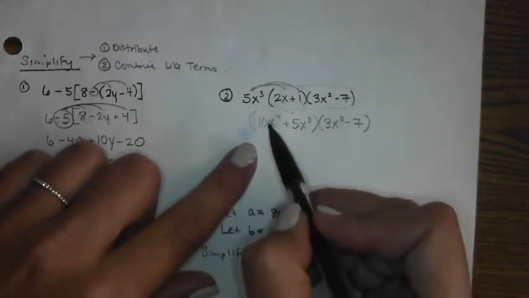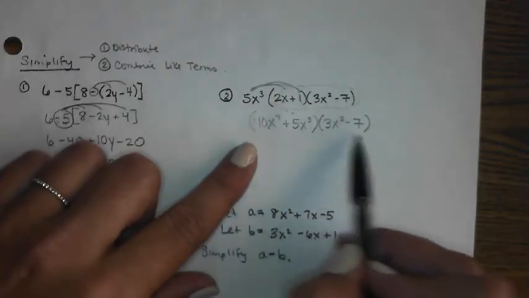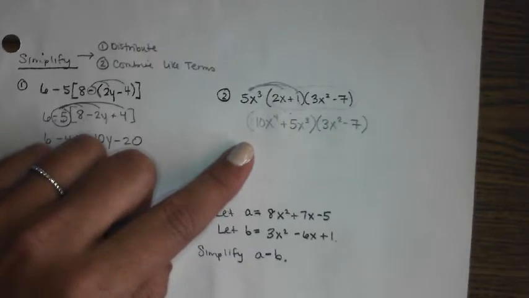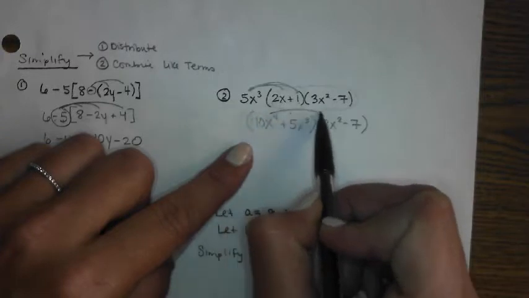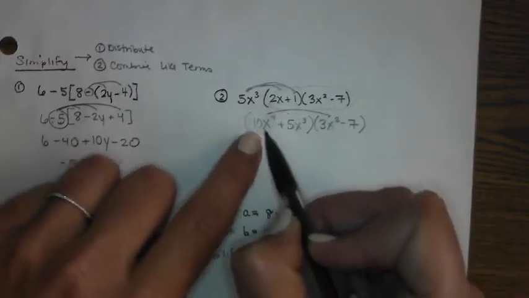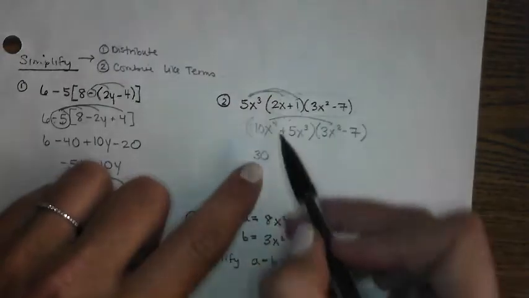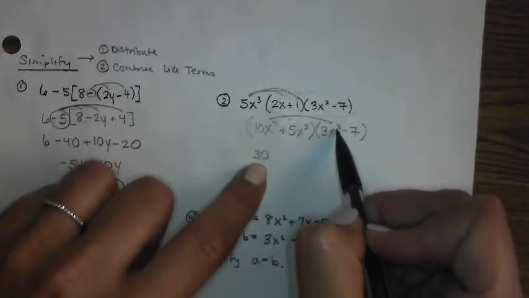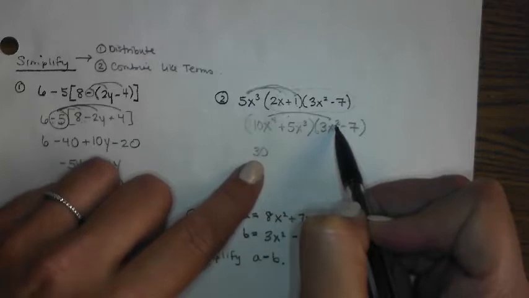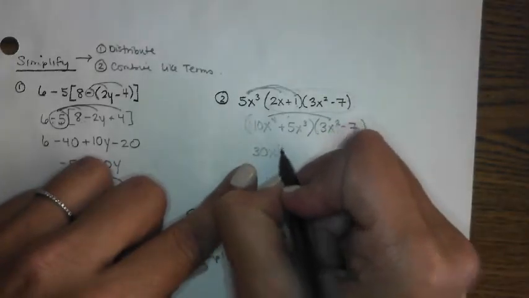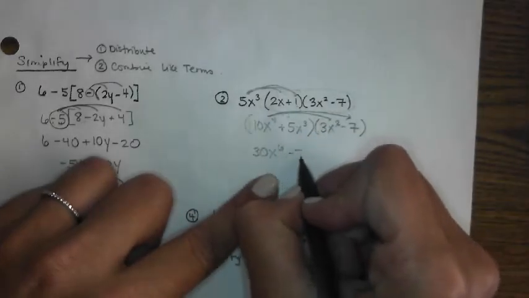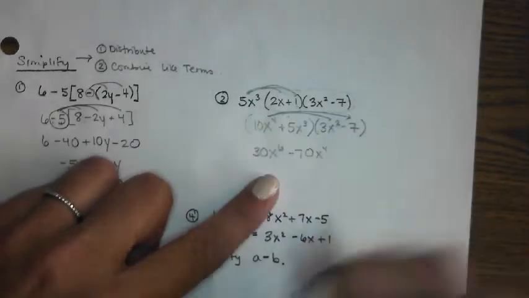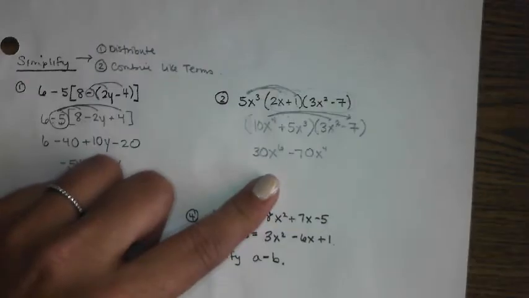Okay? We will distribute from here now. This is foiling, yes? Okay? So we're going to go through 10x to the 4th times 3x squared. The 10 times 3 gives us 30. The x to the 4th times the x squared gives us x to the 6th. Very good. 10x to the 4th times negative 7 gives us negative 70, and x to the 4th stays x to the 4th. So our 10x to the fourth has been distributed through.